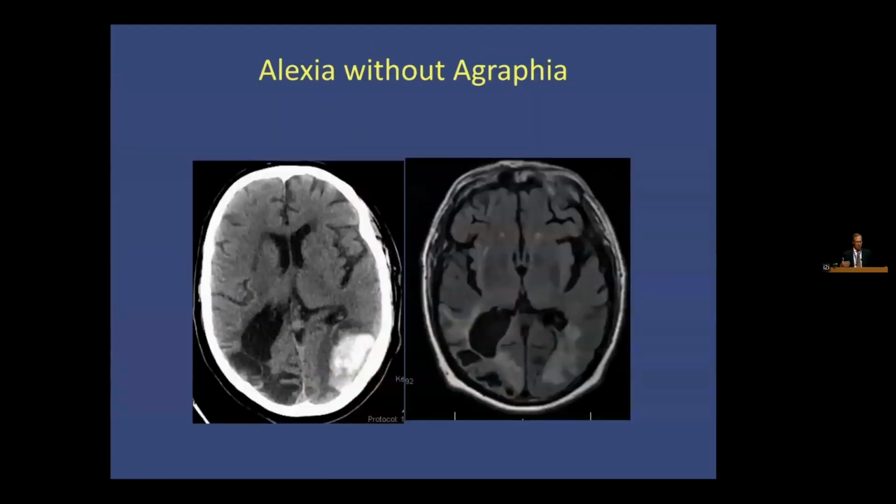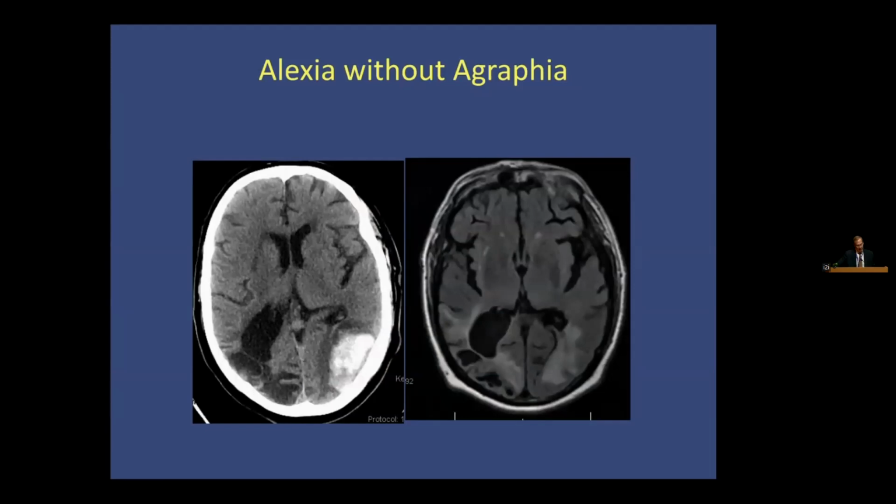So this was an absolutely brilliant man who had alexia without agraphia. He could write fine, but he could actually not read what he just wrote. And then he developed prosopagnosia, the inability to recognize familiar faces, although he could recognize them if they spoke.